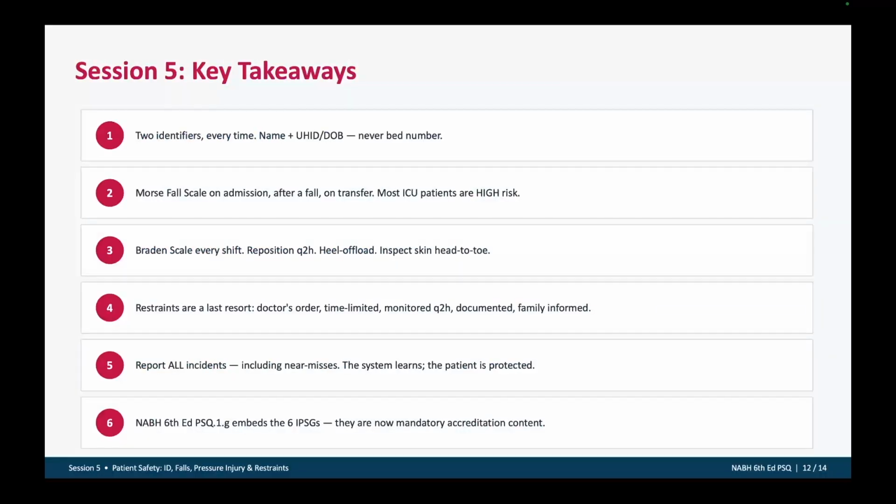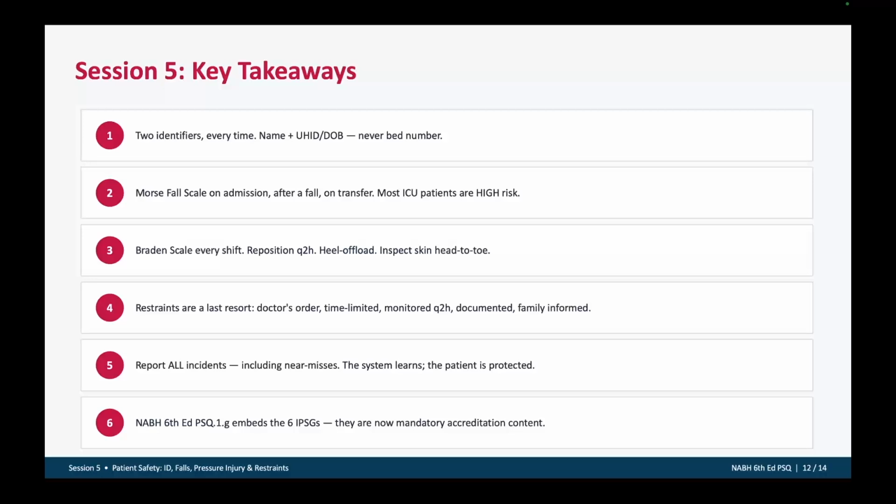Key takeaways of this session include 2 identifiers every single time. For example, name plus UHID or date of birth. Never use the bed number. Morse fall scale on admission, after a fall, on transfer. Most ICU patients are high risk. Braden scale every shift, reposition every 2 hours. Heel offload, inspect the knee, inspect the skin from head to toe.